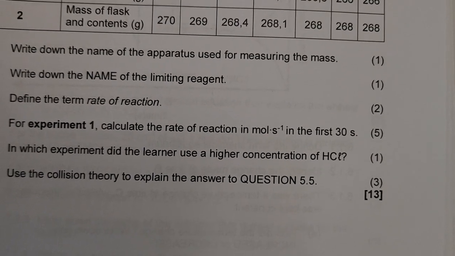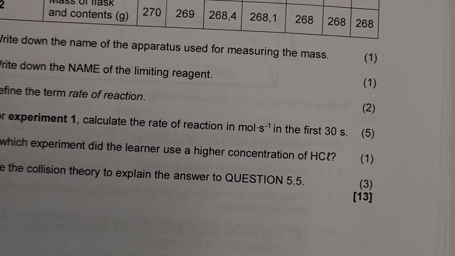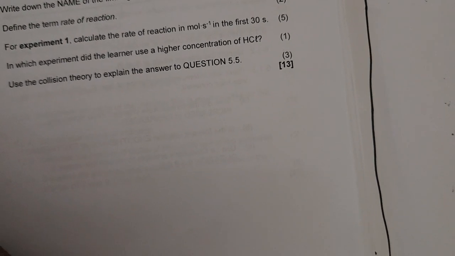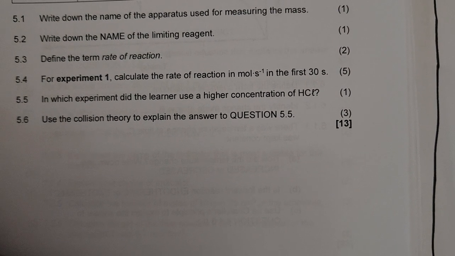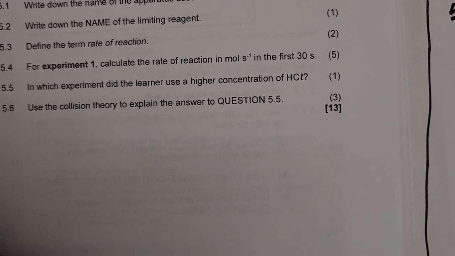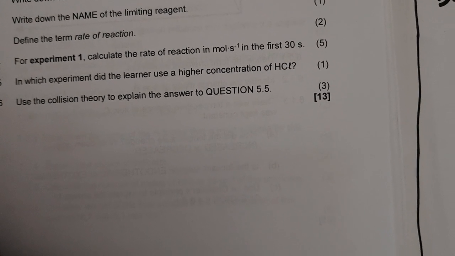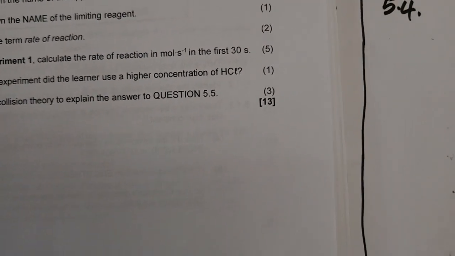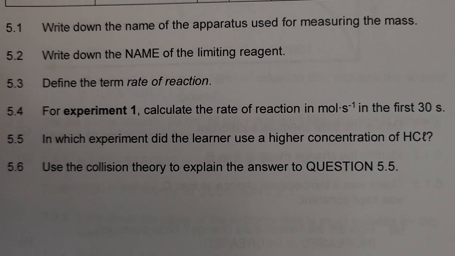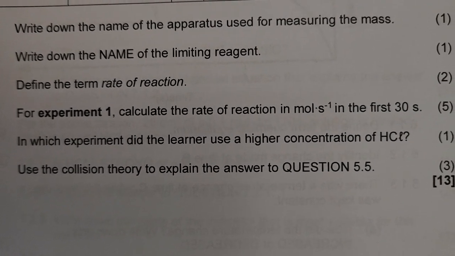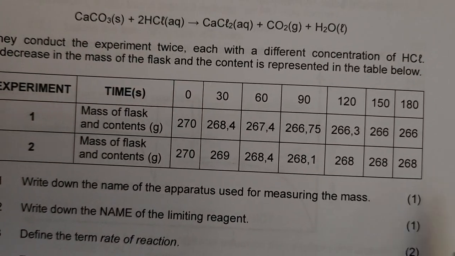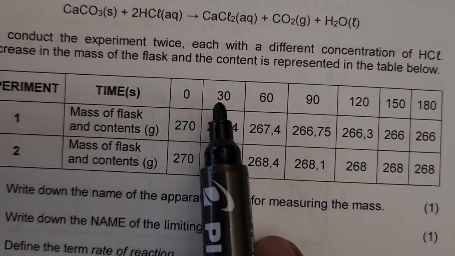For experiment 1, calculate the rate of reaction in mole per dm cube in 30 seconds. Now calculate the rate of reaction in this case in 30 seconds. So we are going to calculate the change in the carbon dioxide in this case. Can you see now we are calculating the rate of reaction in mole per second. We need moles in 30 seconds. Okay, fine, let's go. 30 seconds, remember, is from here to here.